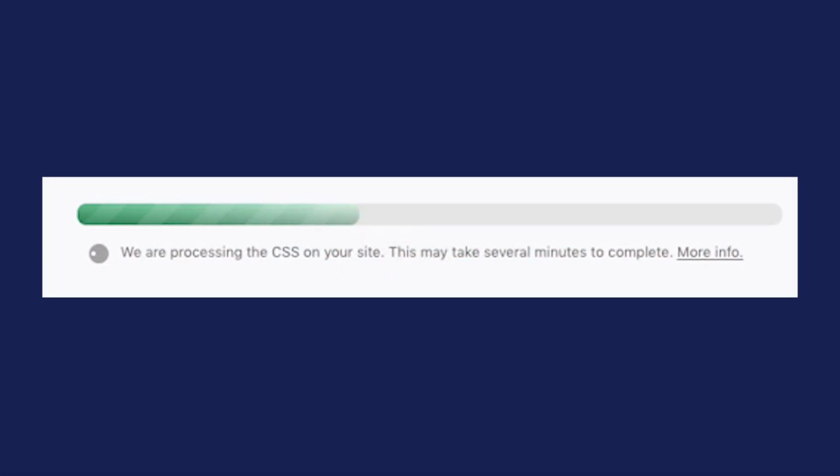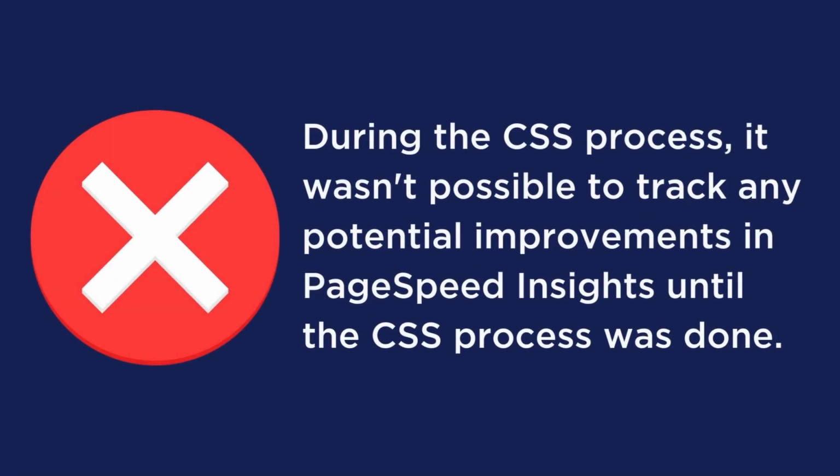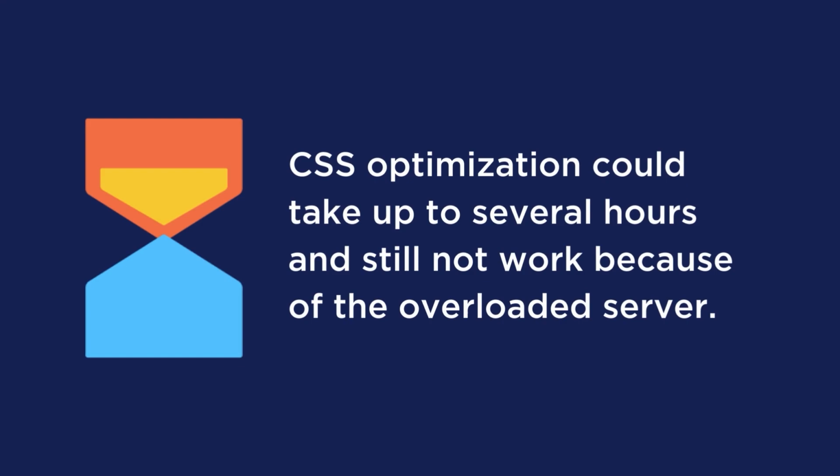Now, the switch in methodology has also impacted the way CSS optimization is presented in the user interface. Until WP Rocket 3.10, the remove unused CSS option would show you how the CSS process is going. During the CSS process, it wasn't possible to track any potential improvements in PageSpeed Insights until the CSS process was done. In addition to this, the CSS optimization could take up to several hours and still not work because of the overloaded server. These are crucial issues, and we wanted to fully make sure that the product we are offering to our customers is top-notch, and we had to do something about it.